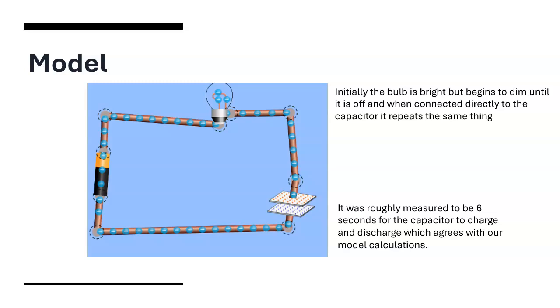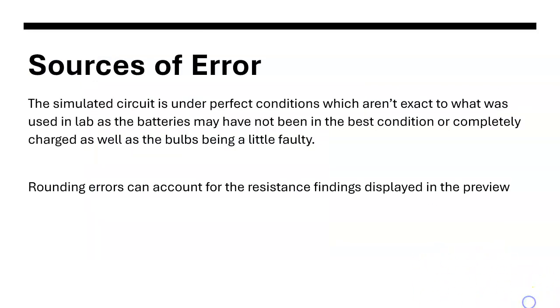So basically what's happening is the capacitor is being charged, and we found through numerous measurements that it took roughly around 6 seconds each time for the capacitor to charge. And then after the capacitor was charged, when we connected it directly to the light bulb, we also found the light bulb to be bright and eventually dim down until it turned off. And we also found that to be roughly around 6 seconds, which agrees with our model calculations provided by the simulation.